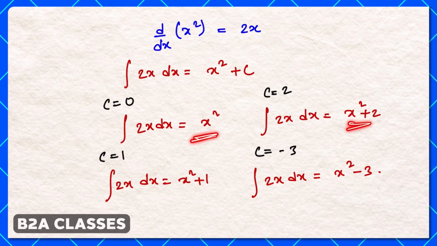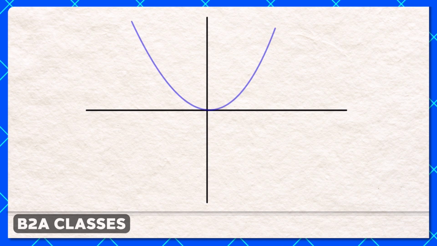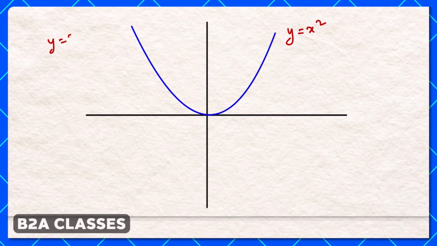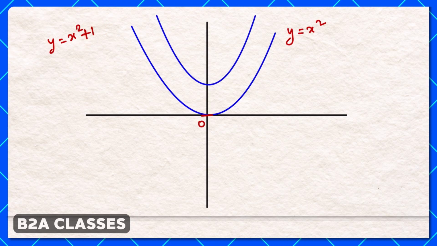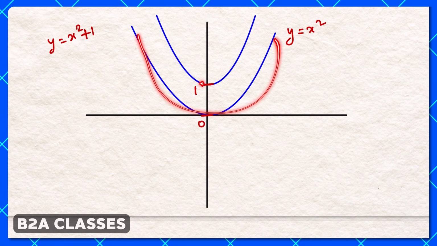If we plot these functions, the first function was x square, and this is the curve y equal to x square. The next function was y equal to x square plus 1. So this is x square plus 1 and the previous curve was x square. So the curve remains the same, but it will be 1 unit above. So let's say this is 0 and this is 1. Okay. So this is y equal to x square and this is y equal to x square plus 1. Meaning the same curve but 1 unit above.